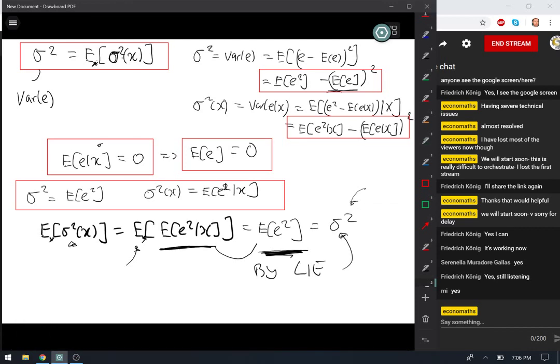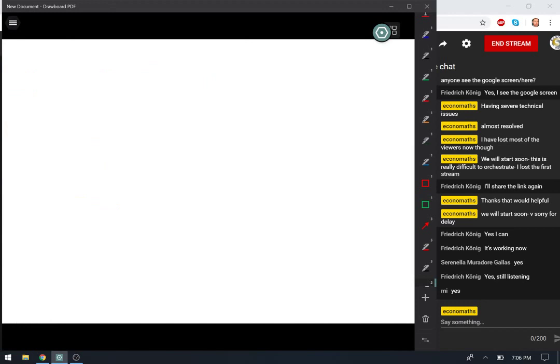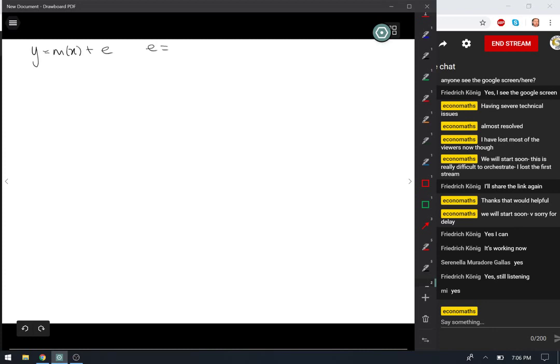The next bit is just renormalizing. It's asking us to show that under the CEF assumptions, namely y equals m(x) plus e, with E[e given x] equal to 0 and variance of e given x equal to sigma squared x, we can rewrite y as m(x) plus epsilon times sigma x, where the variance of epsilon given x equals 1.